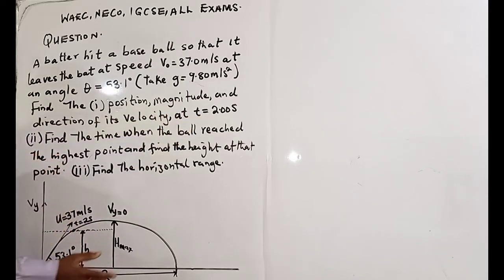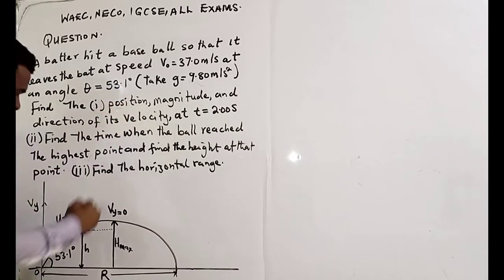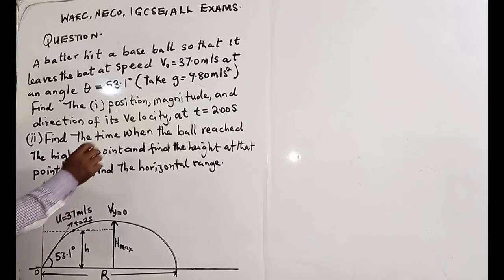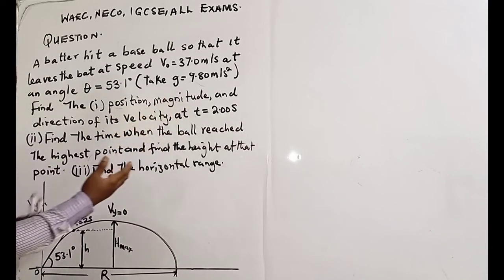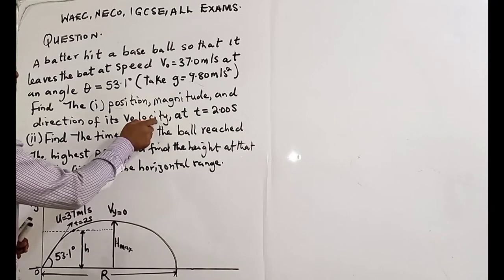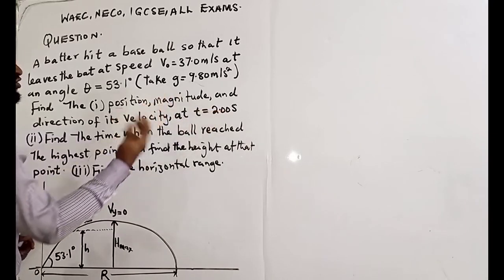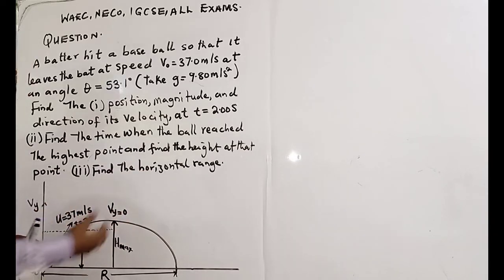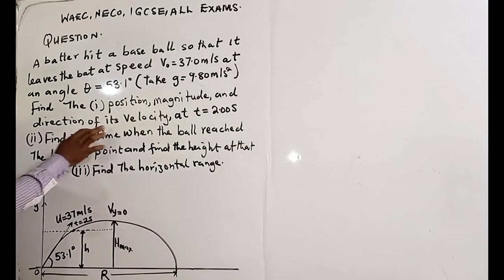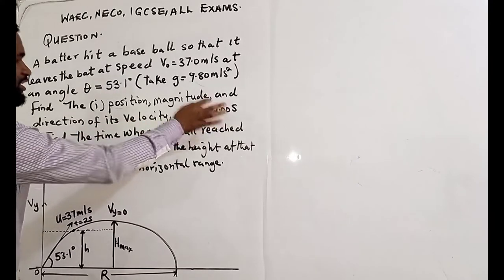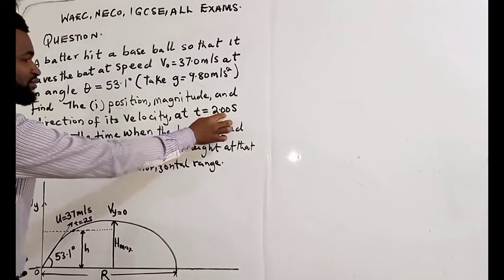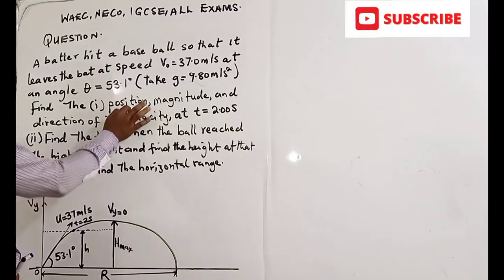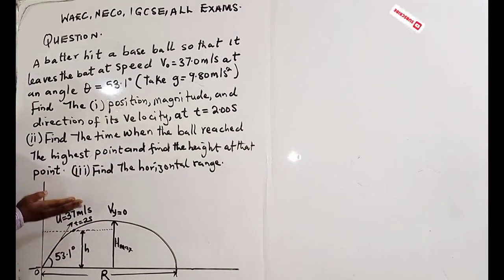So what you have to understand is that the position means the height at a particular time. And then the magnitude is just the value, the size of that velocity at that time. The direction of its velocity at this point. So at that time, 2 seconds, what is the velocity at that time? And what is the position? When we're talking about position, we're talking about the height so far.